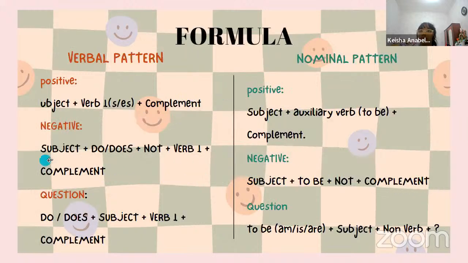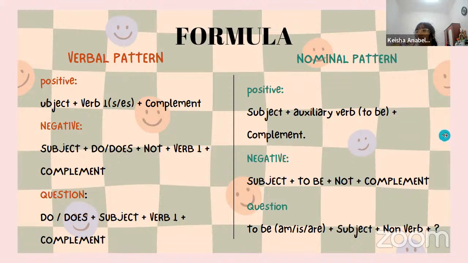Here's the formula. There are two formulas in simple present tense. The verbal pattern: the positive is subject plus verb 1 with s or es plus complement. The negative is subject plus do or does plus not plus verb 1 plus complement. The question is do or does plus subject plus verb 1 plus complement.